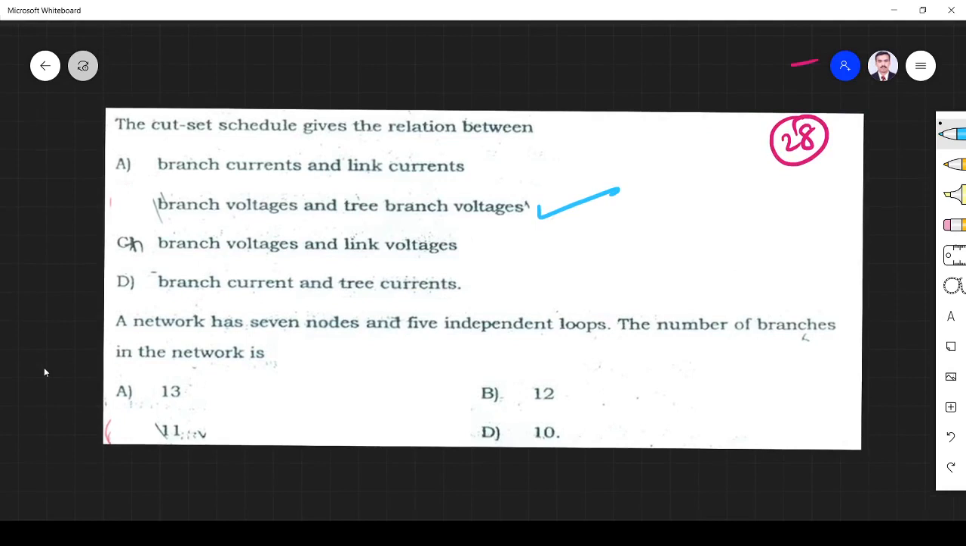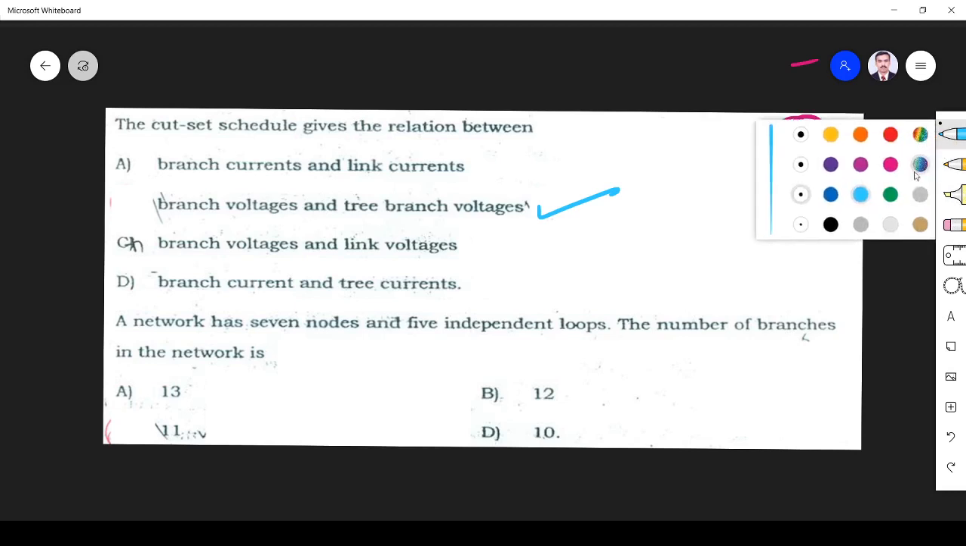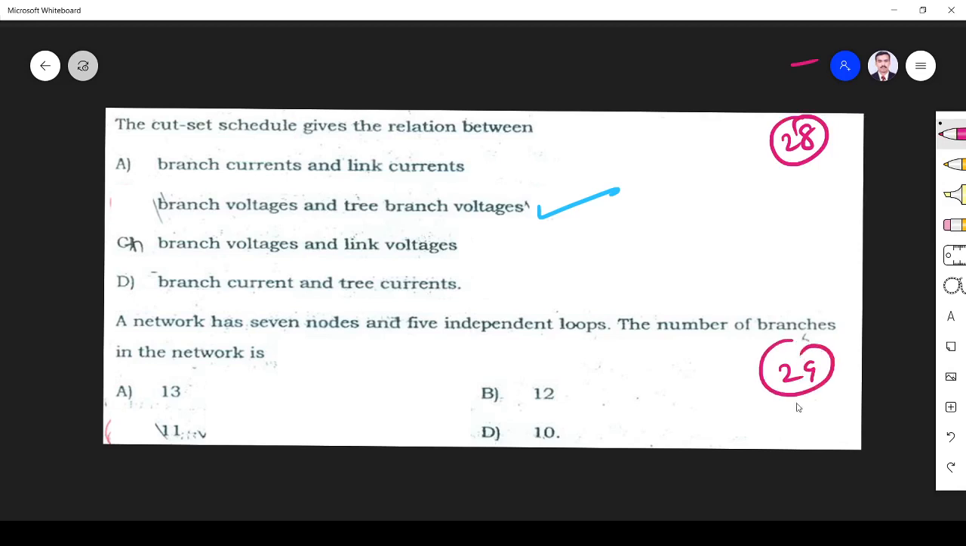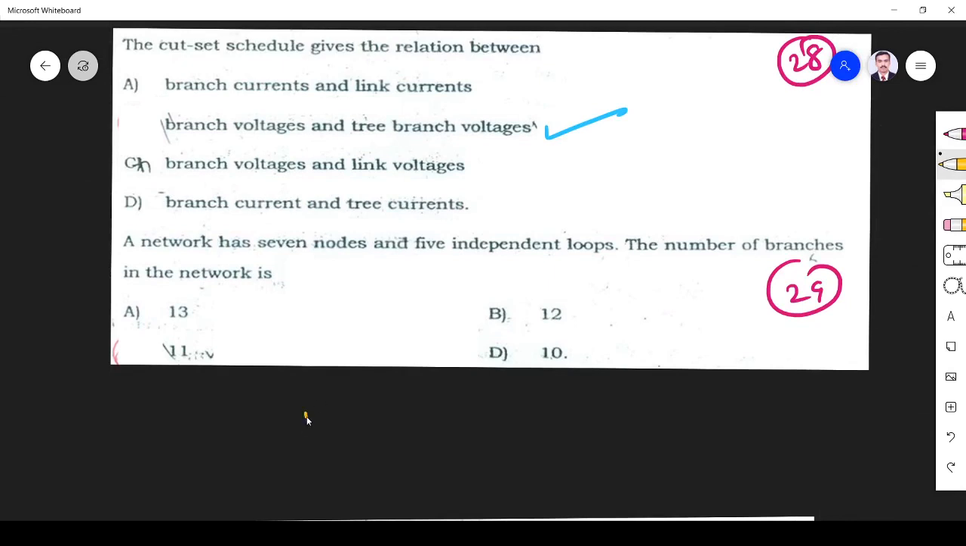Okay. Next one, this is 29, I can see. Let us see. So here a network has 7 nodes, so n is equal to 7 nodes, and 5 loops. Sorry, L is equal to 5. The number of branches, B, they are asking.